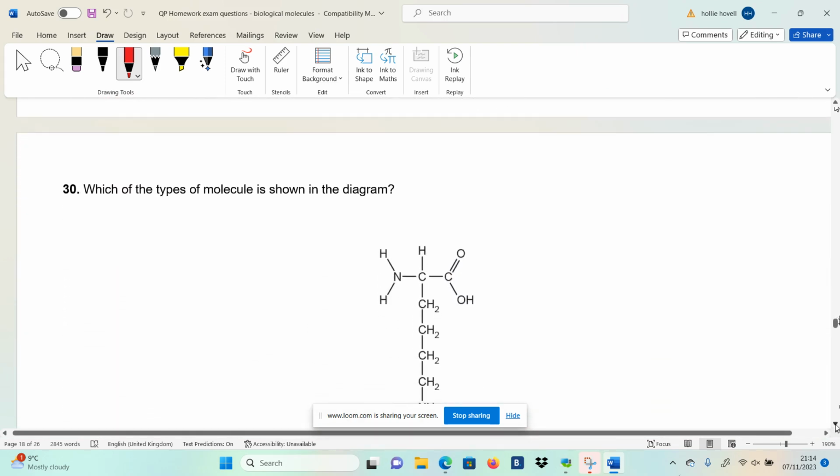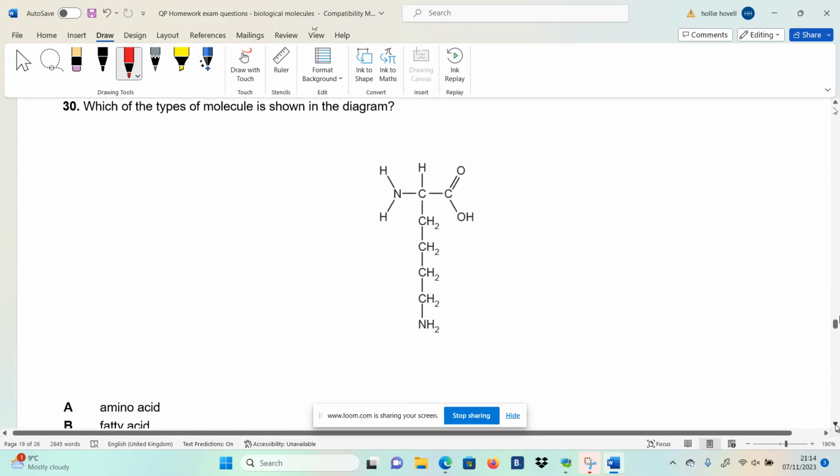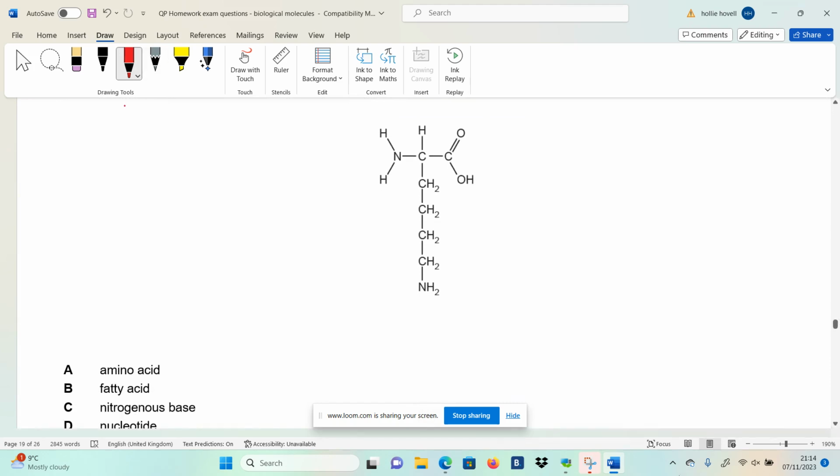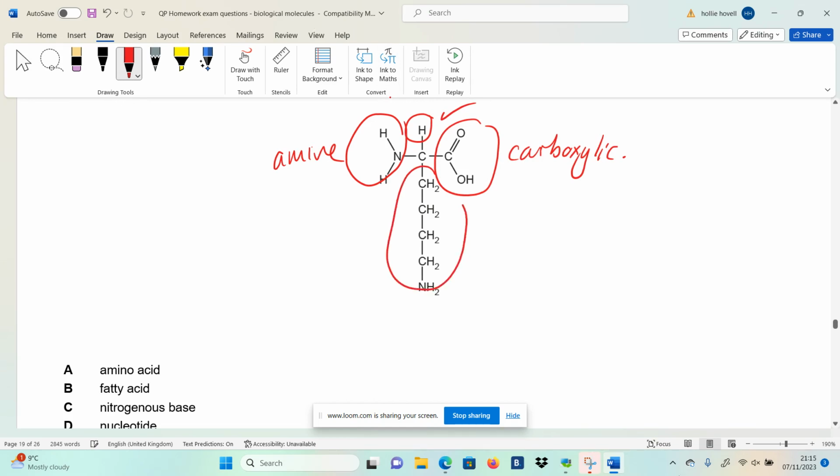Next question, number 30. Which of the types of molecule is shown in the diagram? And you needed to select from these. So hopefully you can identify that that's your amine group, that's your carboxylic acid. And we know that in amino acids, we always have a hydrogen at the top, just so that we recognize that. And there's something here that's unknown. You look at that and you think, oh, I haven't really learnt that. What could that be? That's because that's the R group, and the R group is different in each of the 20 amino acids. So hopefully from the rest of the molecule, at least, you can recognize that that molecule is an amino acid. Also, it's obviously in the protein section of this paper.